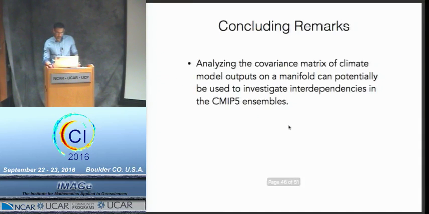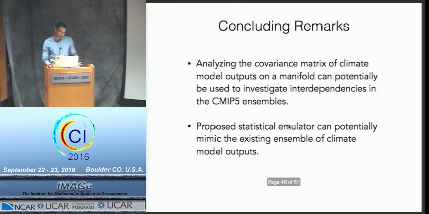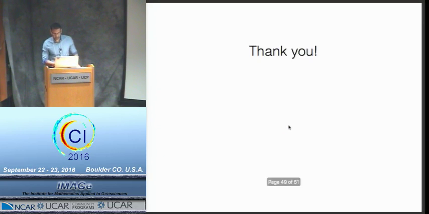And finally, this manifold of covariance matrices of climate model outputs could be useful to investigate further the interdependencies in the CMIP6 ensemble. The proposed estimates could potentially be used to mimic the existing climate model outputs, so that we can get a rather quick realization of different scenarios of a future climate, rather than waiting for several months to see how the climate model output looks. Thank you.